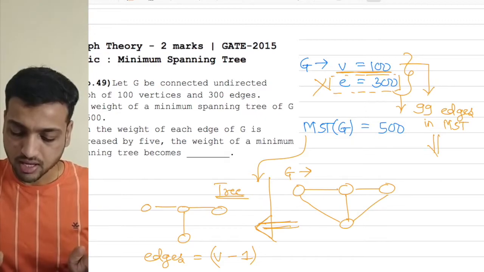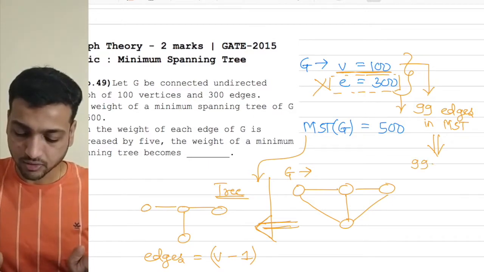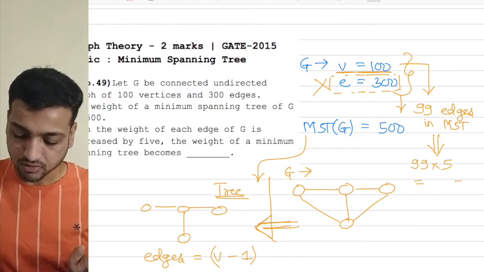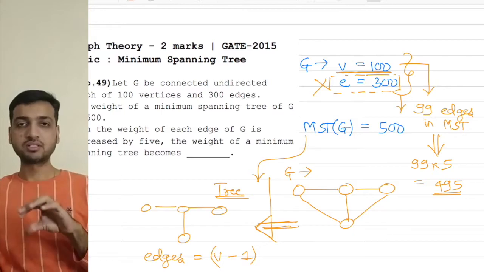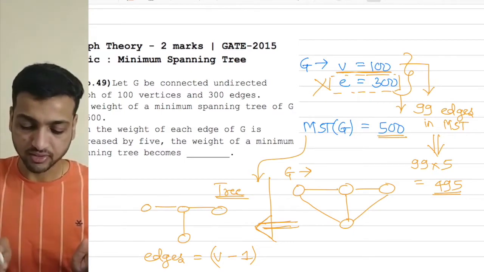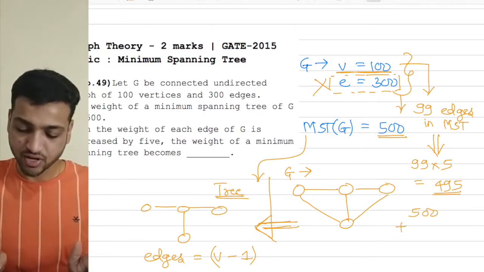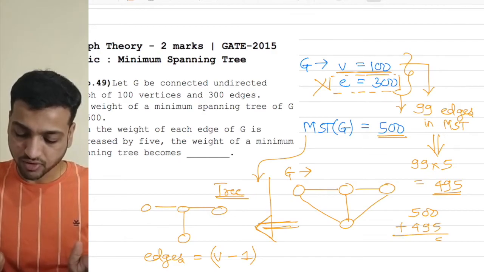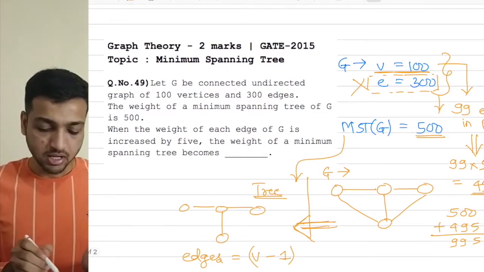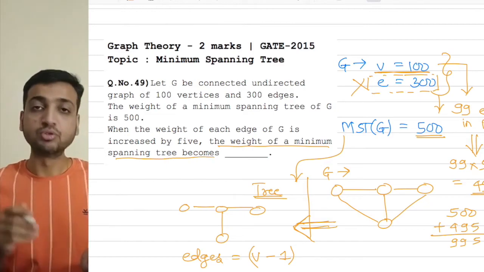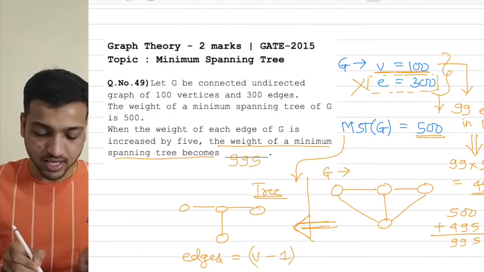Now the weight of each edge in the MST is increased by 5. So we will have 99 into 5, which is 5 nines are 45, so 495. So 495 will be the additional weight that the MST will carry, and the original weight was 500. So now the total weight will be 500 plus 495, that is equal to 995. So 995, that is what they have asked. The weight of the minimum spanning tree becomes, so the new weight of the minimum spanning tree becomes 995. So 995 is our answer.